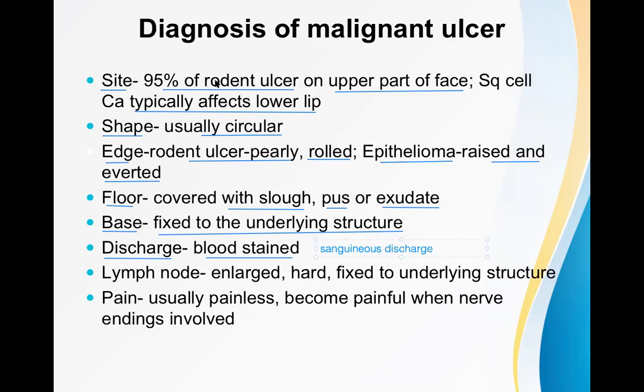Regarding the lymph nodes now, I already talked about them: they are enlarged, big lymph nodes, hard, like stony hard, and they are fixed to the underlying structure, means they are not mobile anymore. And this fixation is also explained by the local invasion property of these lymph nodes, because they are having malignant cells there. So that is the reason. And regarding the pain, they are usually painless but become painful when nerve endings are involved. So these are the hallmarks of a malignant ulcer. Absolutely important question for the students.